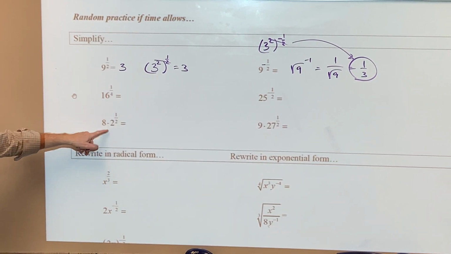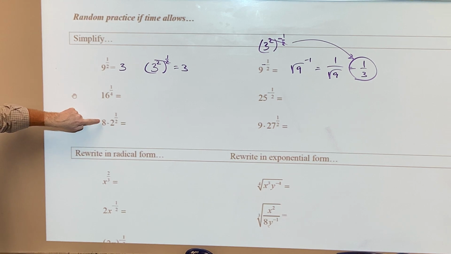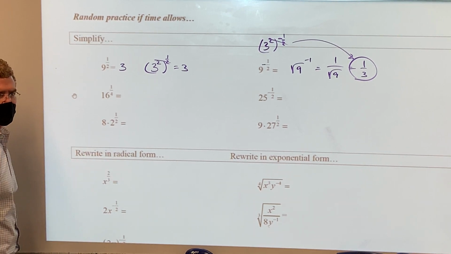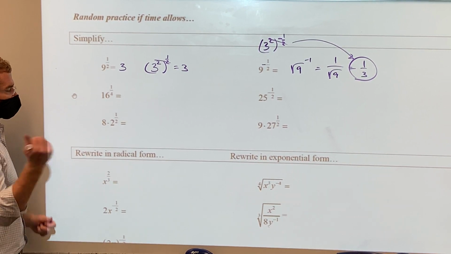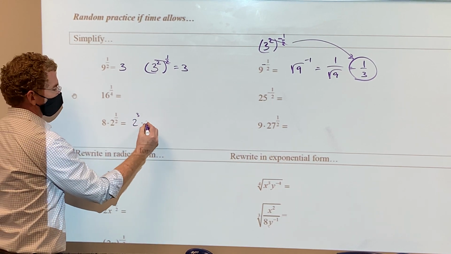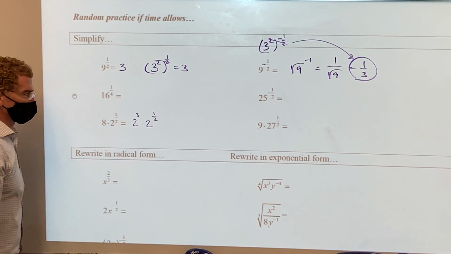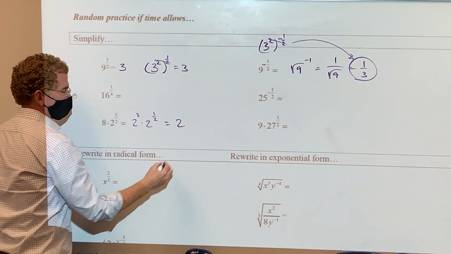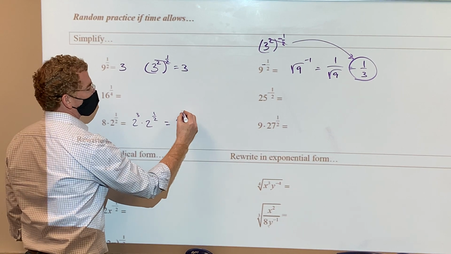Jump down here to where I'm pointing right now. 8 times 2 to the 1/2. How do I multiply like bases that aren't like? I don't. I can change it to 2 to the third. So 8 becomes 2 to the 3rd. Go with me? So what do I get now? Like bases? 2 to the 3 1/2, or 7/2.